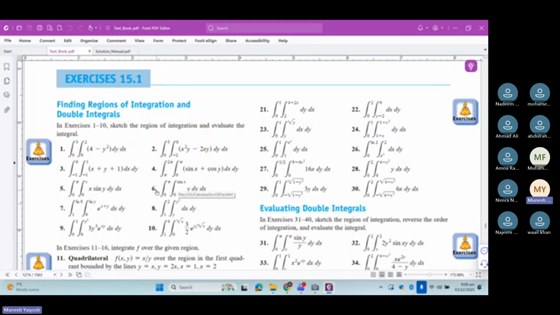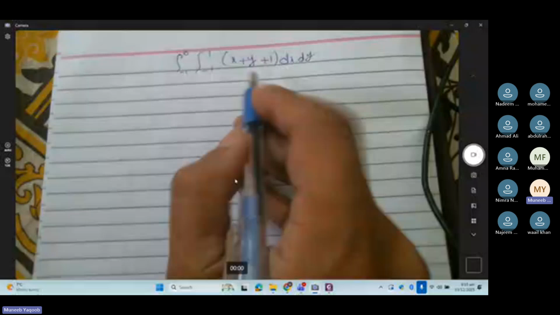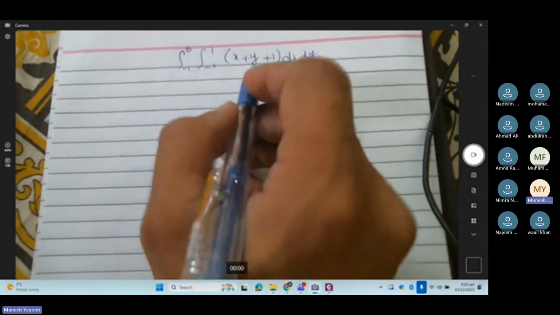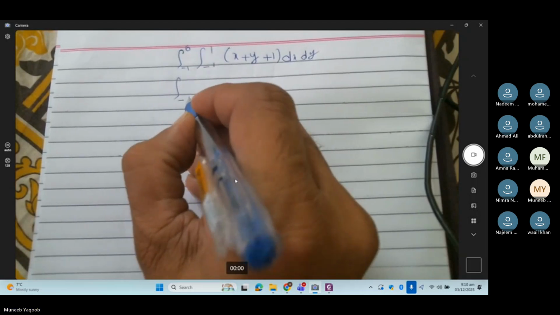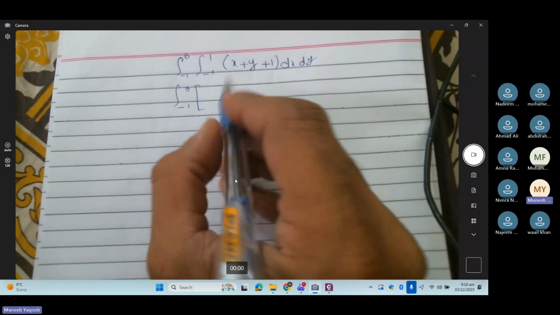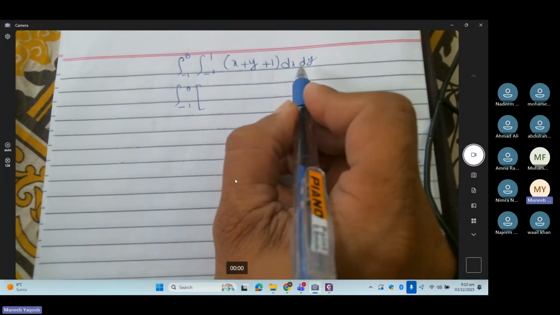Okay, it's a very simple thing. Since the inner integral is from -1 to 1 and it is with respect to dx, we will integrate with respect to x. So let us solve this question. You can see the inner integral is with respect to x, so we will keep the outer integral out of the bracket, and then we will integrate the inner function with respect to x.